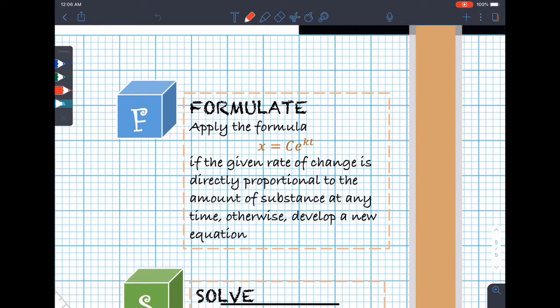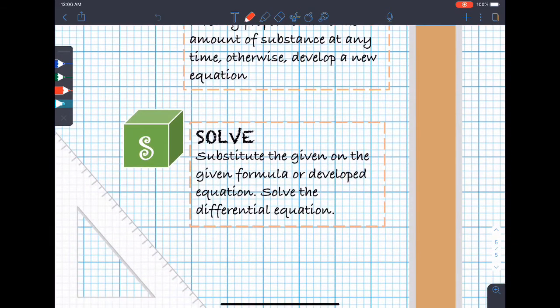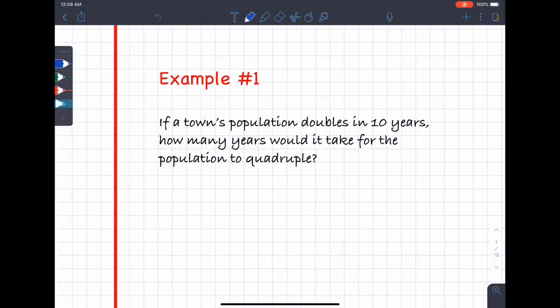And lastly, once we have formulated our equation, we just have to solve the differential equation, and afterwards, once we have all the needed values, we just substitute. Okay, so for us to better understand the problem about growth and decay, let's have a specific example about it. Let's solve example number 1.